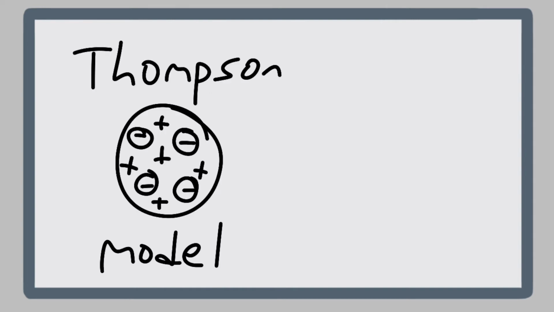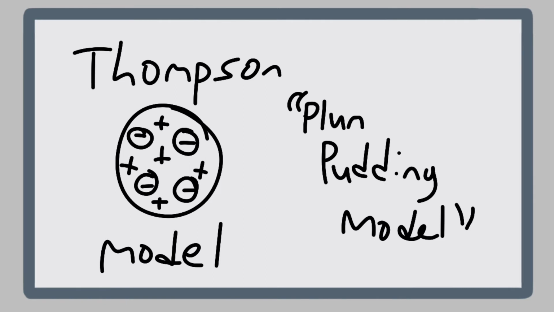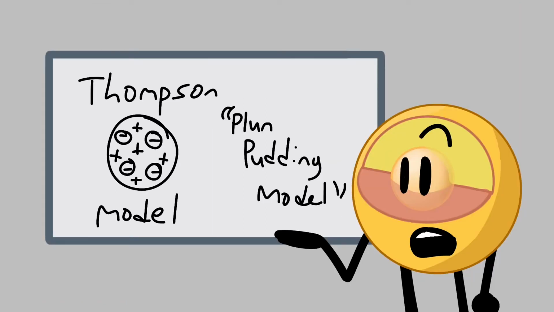Here is an example of a model demonstrating Thompson's idea of an atom. As you can see, negative charges are surrounded entirely by positive charges.